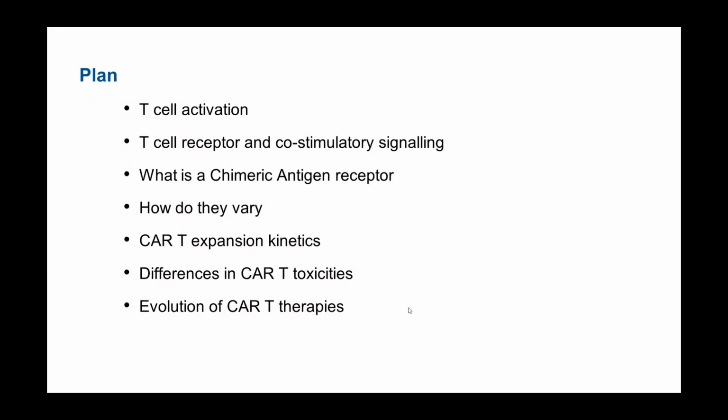So what I just want to cover today in brief is what T-cell activation actually is, what the T-cell receptor and co-stimulatory signaling actually does for a T-cell, and then have a better appreciation for what actually makes up a chimeric antigen receptor. In that way, we can cover how some of the different products vary from each other. And then that will give us a better understanding about how we think the CAR T expansion kinetics vary between the products, and then potentially speak to how we think some of these might be resulting in different toxicities after the delivery of CAR T products.